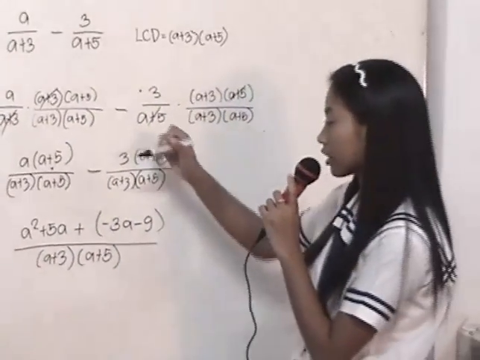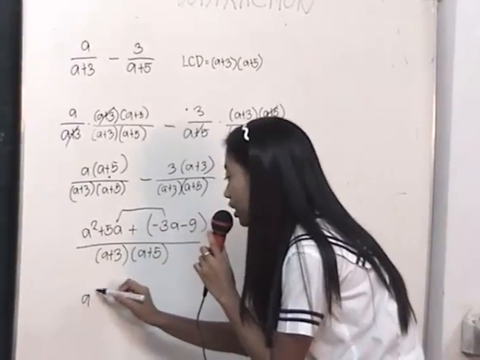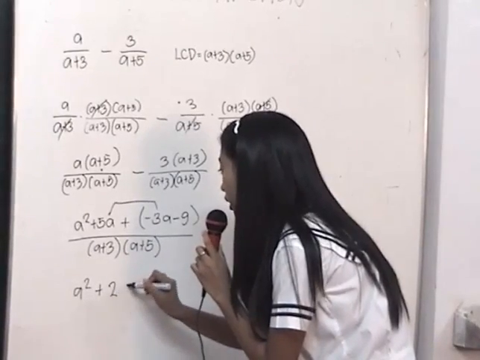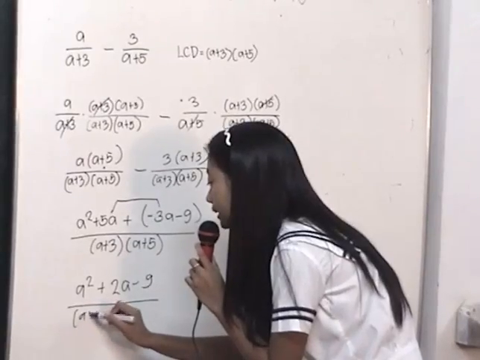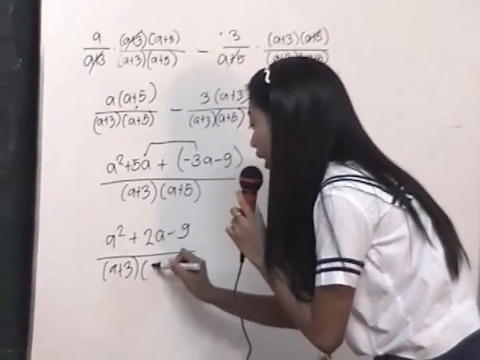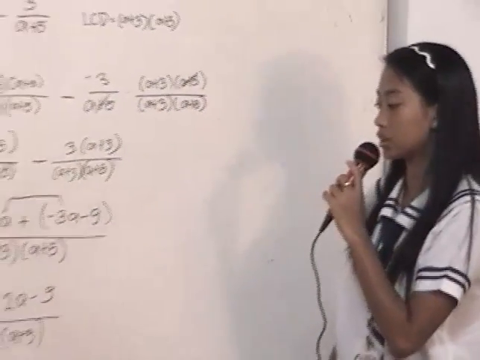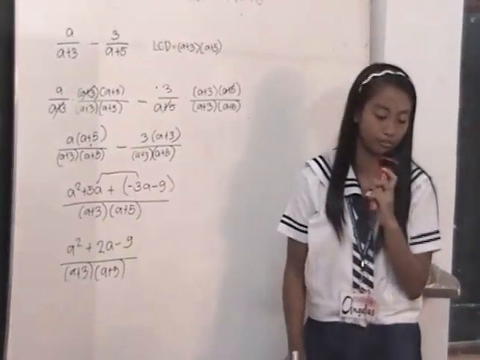We have similar terms, so we just simplify it. We have a squared plus 2a minus 9 over a plus 3 and a plus 5. The final answer is a squared plus 2a minus 9 over a plus 3 and a plus 5.